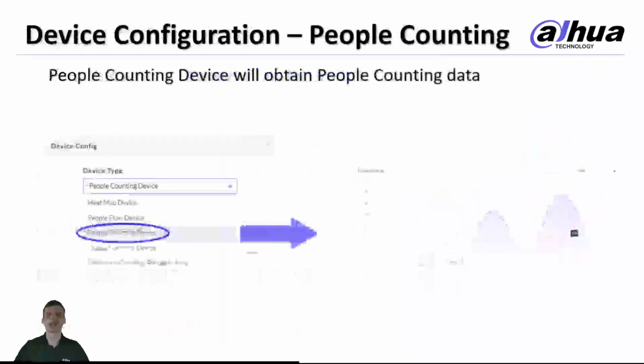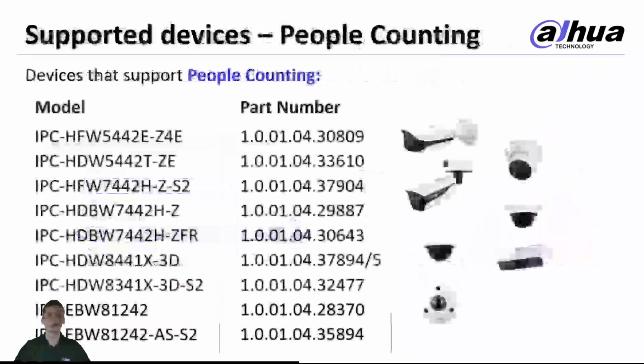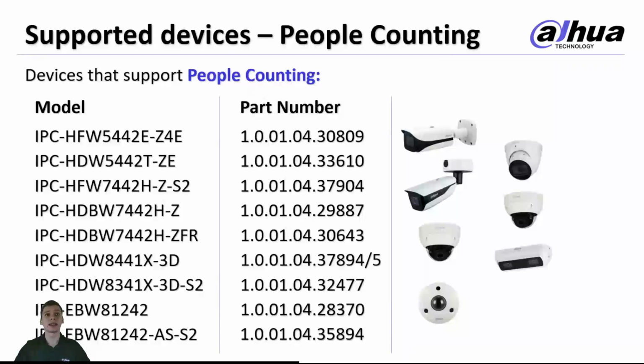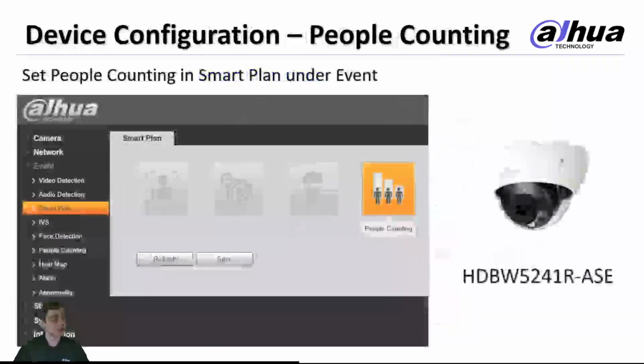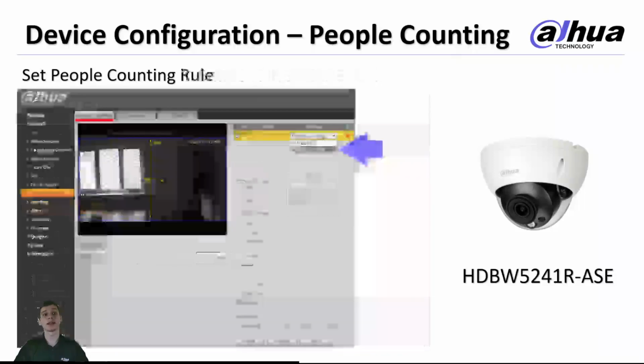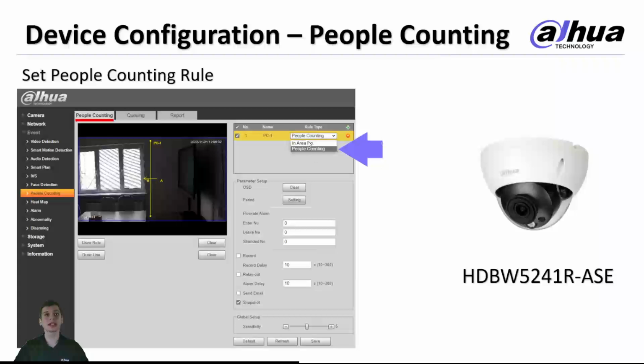People counting device. It will obtain people counting data. So these are the cameras that are supported. You can count people in area or crossing a line. So if you have entrance to the store, people will cross the line during the entrance and exit, and you can add these cameras to calculate number of people inside. This is how you set it up in older web interface. You select one of these options, which one you want to use.